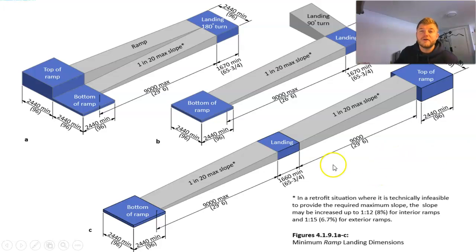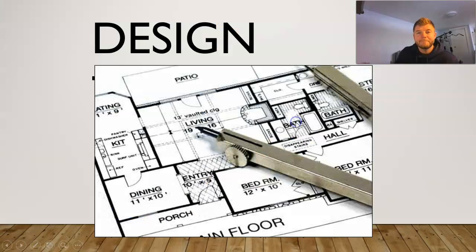So we're going to have to figure out, okay, what is the slope, or what's the height that we require to get up and down? And then therefore we'll know how long this ramp will need to be. Okay, so that's in a nutshell what we're talking about.